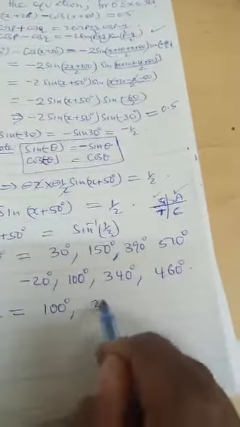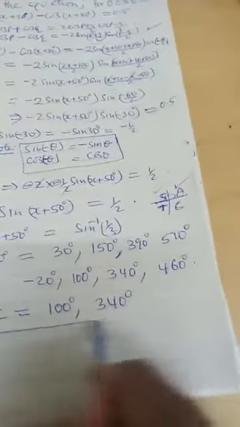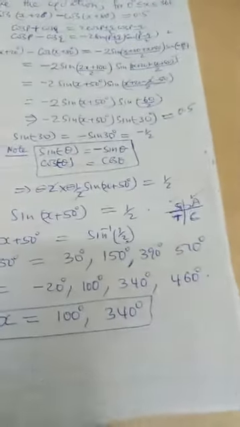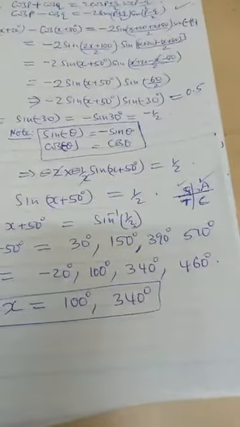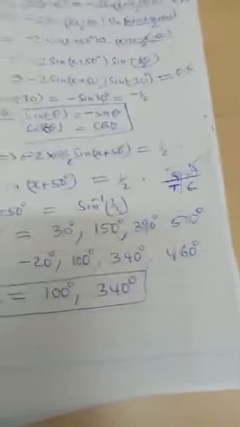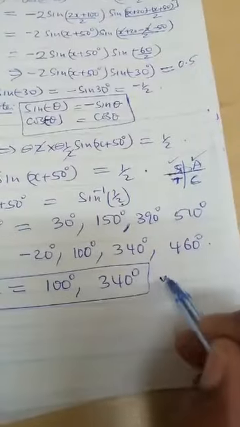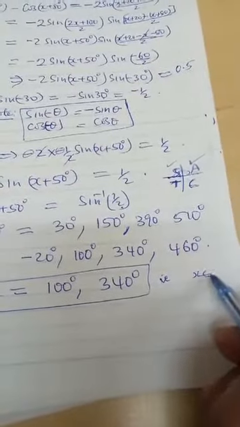If we look at the range, we conclude and get the values of x in the range as 100 and 340 degrees only. The values of x in the range are 100 and 340 degrees. That is in the range of x between 0 and 360 degrees.